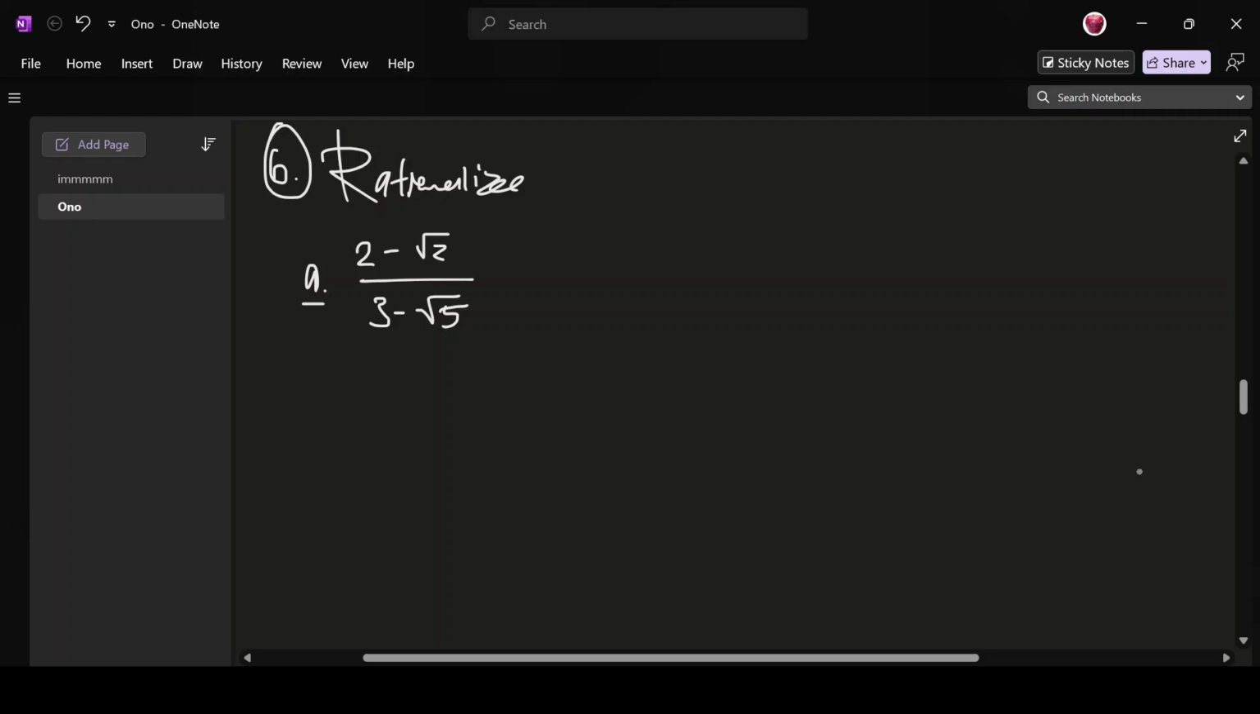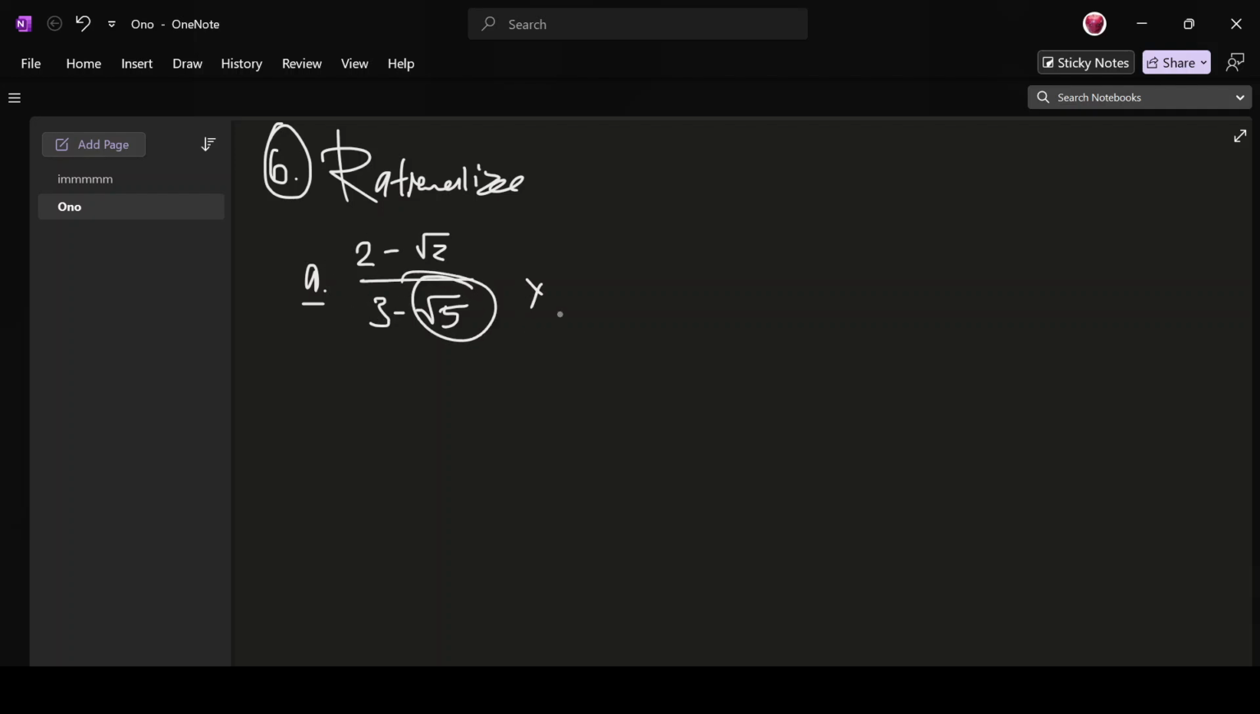When rationalizing, we multiply both the top and bottom number with an inverse of the denominator, the bottom number. What I mean by inverse is we keep the 3, we keep the square root of 5, but we change the sign. So it will be 3 plus square root of 5 instead of 3 minus square root of 5. Yeah, we multiply both top and bottom numbers. Alright, now we just expand.